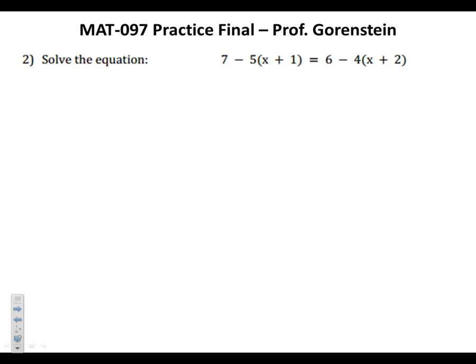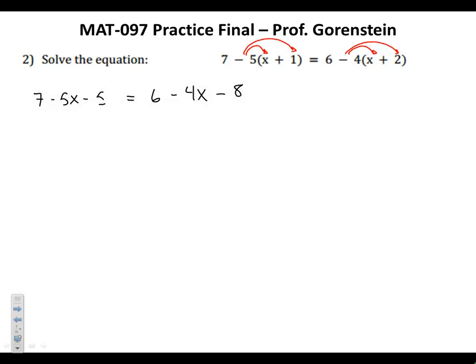solve the equation. First thing we could do here is distribute the -5 and distribute the -4. Again, our work should be clear, organized, and linear. I'll record each step, and in each step I'll perform only one operation, in this case distributing. On the left-hand side we'll have 7 minus 5x minus 5. On the right we've got 6 minus 4x minus 8.